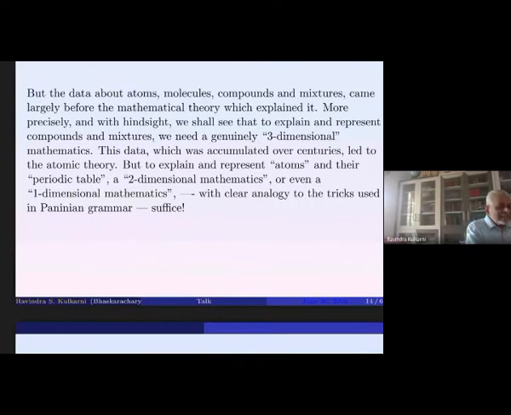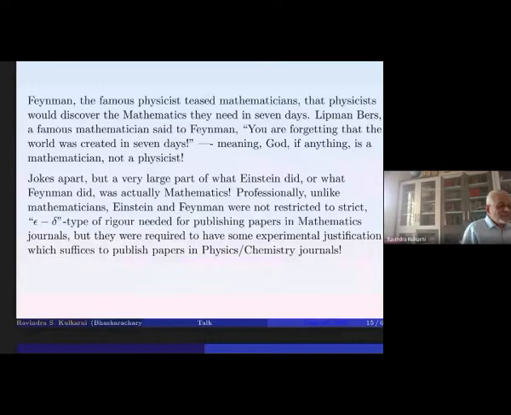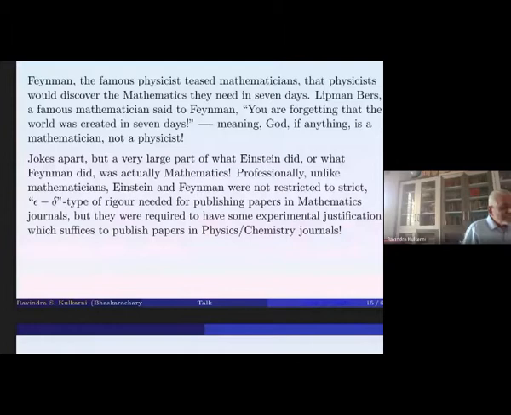Let me tell you a joke. Feynman, the famous physicist, teased mathematicians that physicists would discover the mathematics they need in 7 days. Lipman Bers, a famous mathematician, replied to Feynman, "You are forgetting that the world was created in 7 days." Meaning, God, if anything, is a mathematician, not a physicist. Jokes apart, a very large part of what Einstein did, or what Feynman did, was actually mathematics. Professionally, unlike mathematicians, Einstein and Feynman were not restricted to a strict epsilon-delta type of rigor needed for publishing papers in mathematics journals, but they are required to have some experimental justification which suffices to publish papers in physics and chemistry journals.